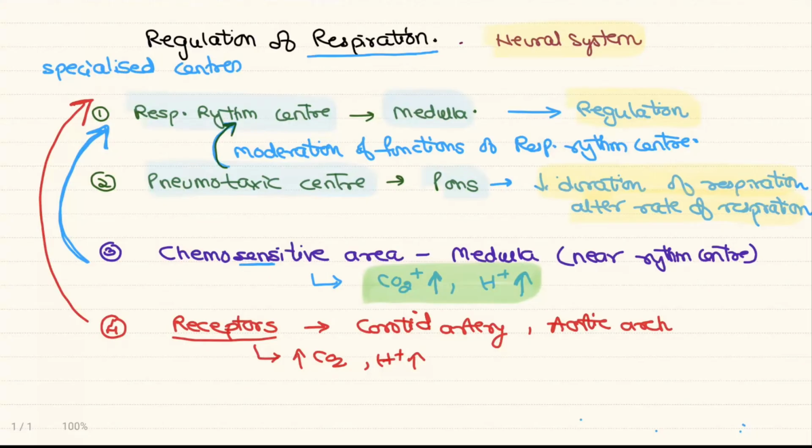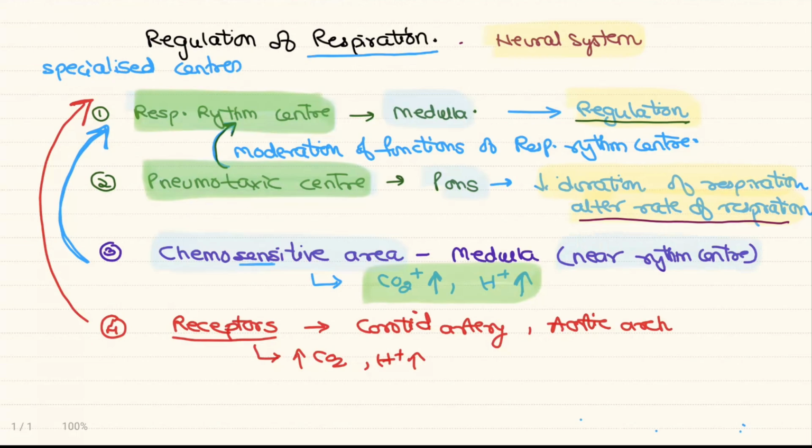So we have learned that there are four specialized centers. The two major centers are the rhythm center in the medulla and the pneumotaxic center in the pons. These are responsible for the regulation of the respiratory rhythm and also to alter the rate of the respiration. The information to these two is received through two special areas. The first is the chemosensitive area, again present in the medulla near the respiratory rhythm center. It is very sensitive to carbon dioxide and H plus ions and sends the information to the rhythm center.